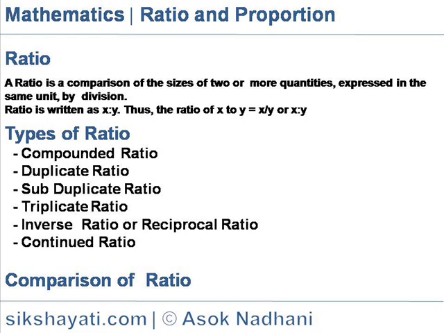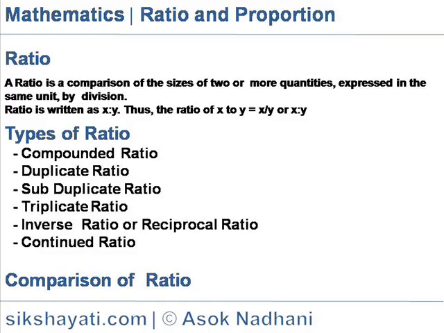Continued ratio. The ratio between 3 or more quantities of the same kind is called a continued ratio. Example, for quantities w, x, y, z, w is to x is to y is to z is the continued ratio. Thus, the continued ratio of 3, 5, 7, 8 is 3 is to 5 is to 7 is to 8.